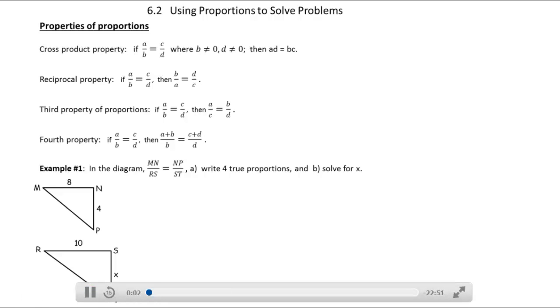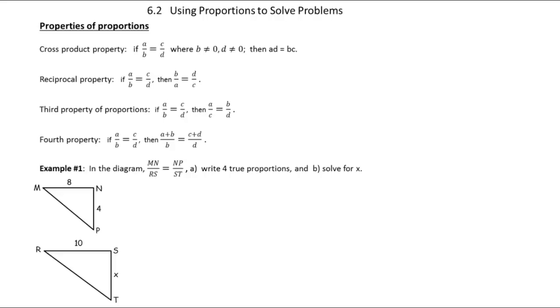Okay, let's talk about using proportions to solve problems. This is section 6.2, and we have different properties of proportions. What that means is that there are different ways for us to write proportions and still have them be equal, so that we can solve using cross multiplication.